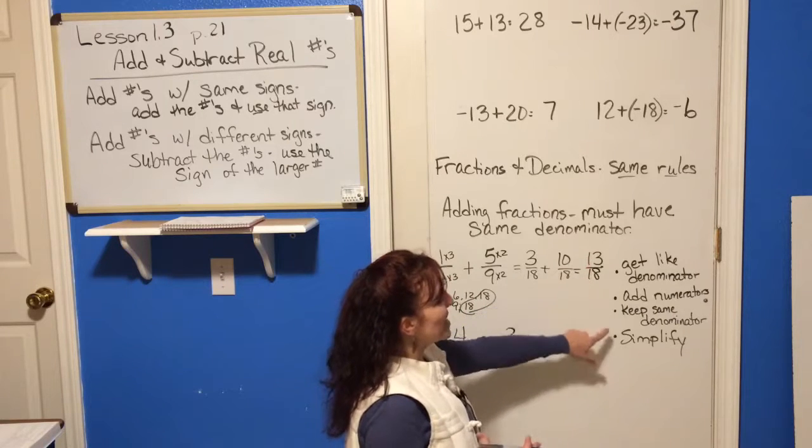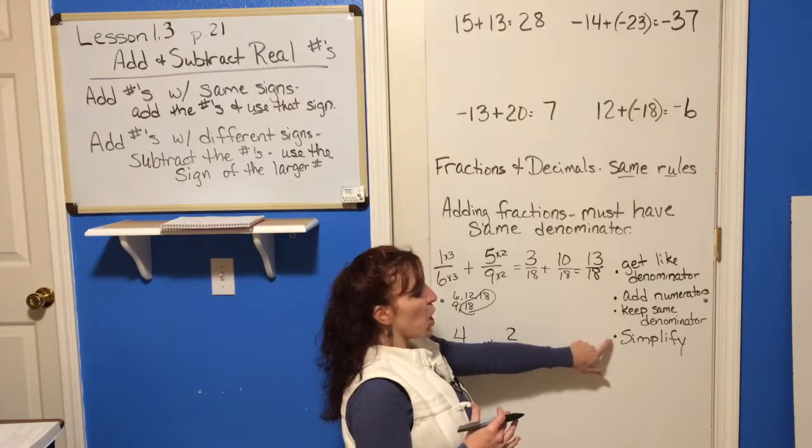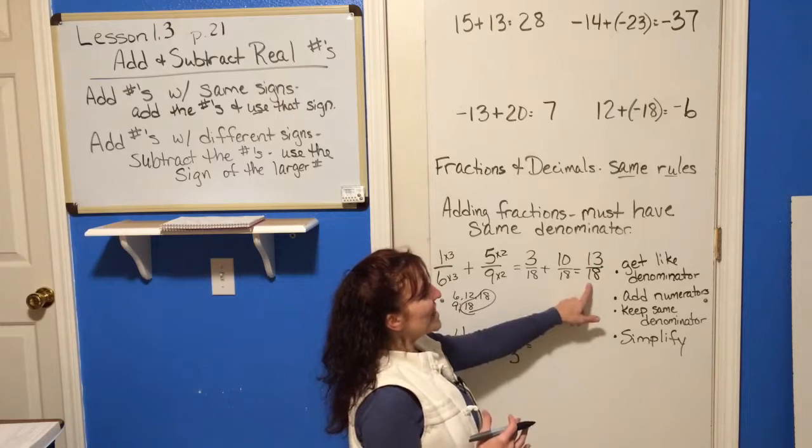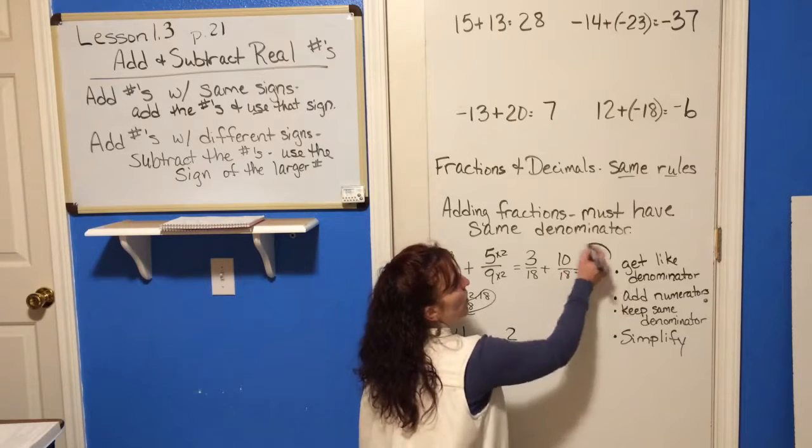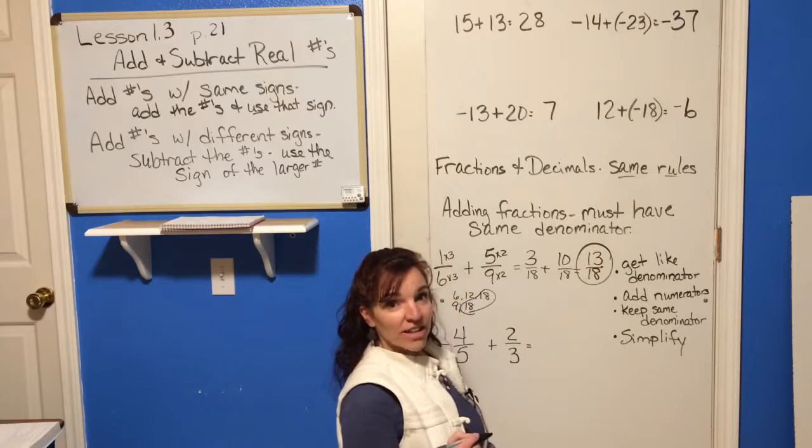So 13/18, and then the last step always is to simplify. And in this case, 13 is prime, and 13 won't go into 18. So I'm simplified, and that's my final answer.